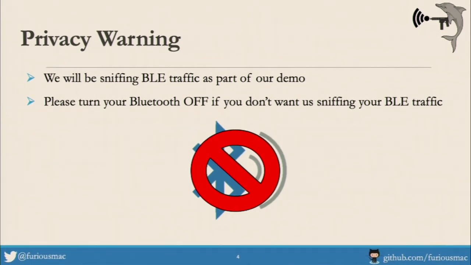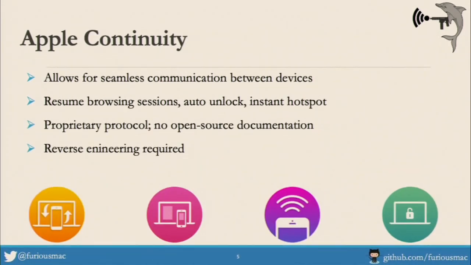So a little bit about Apple Continuity. You may know some of the features that it supports, but pretty much it was developed to allow for seamless communication between various Apple devices. Some of the features include Handoff, which allows you to start a Safari browsing session on your iPhone and then pick it up on your MacBook. There's also other features such as Auto Unlock, where you can use your Apple Watch to unlock your MacBook. And then there's also Universal Clipboard, some of you might have used it, or Instant Hotspot. So there's a bunch of different things that this protocol supports.